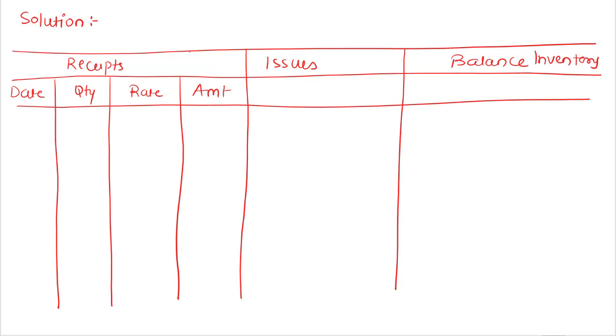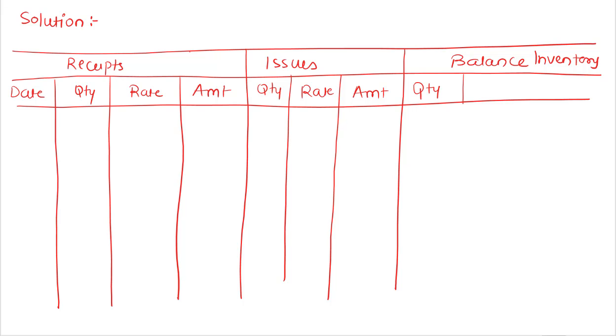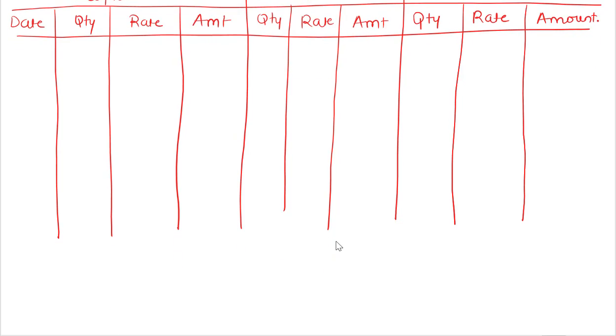The first is date, then quantity, rate, amount. Then balance, we have quantity, rate, amount. I believe you understood.